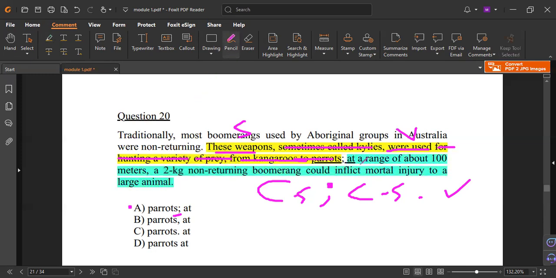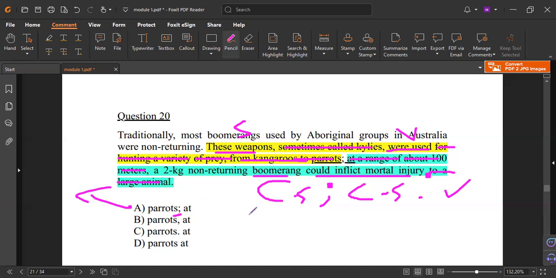Now let's see. Delete the prepositional phrases to check: is this a sentence or not? At a range of about, right? And now this is part of a non-returning boomerang: the subject, then the verb, then the object, and then the phrase. Delete. So now we found the subject, we found the verb, and then phrases to complete the meaning. This is correct. So A is correct.